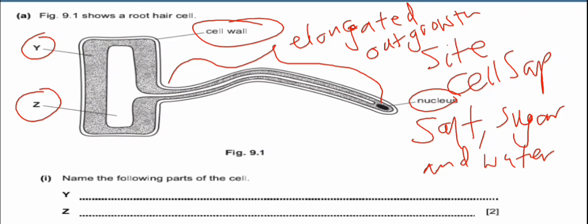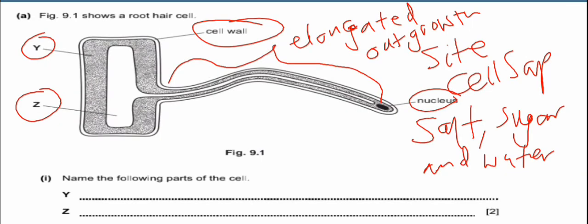Roman number 1. Name the following parts of the cell. We have Y, which is called the cytoplasm. Z, which is called the vacuole. Now, as you can see from this root hair cell, we don't have the chloroplast or the chlorophyll. That's very, very important to remember. Let's see the next question.